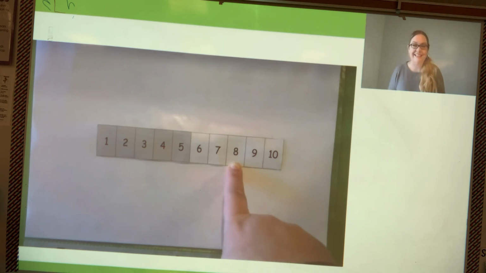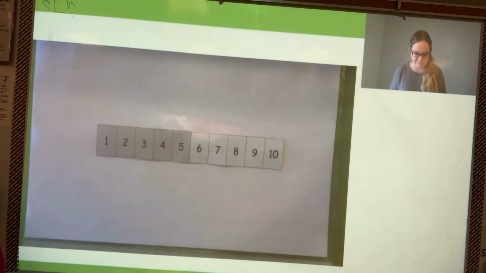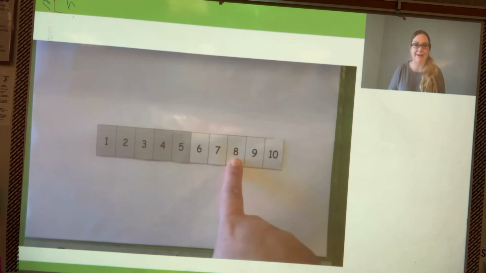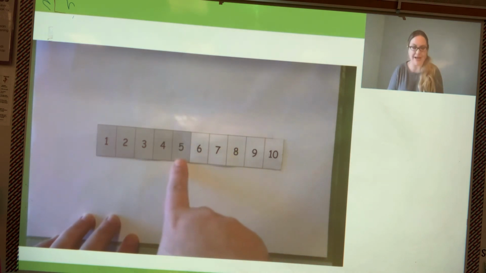Great ideas. I heard a friend say, well, this time we can go backwards. We can move our finger this way. So let's try that. Let's start at the number 8, and this time I want to take away 3. So now let's move our finger backwards 3 spaces. Do it with her. 1, 2, 3.